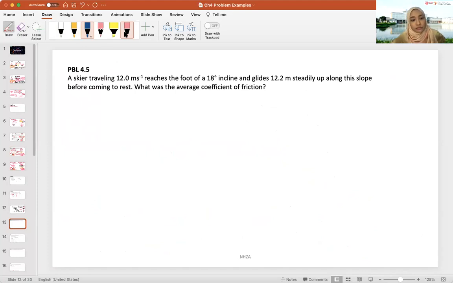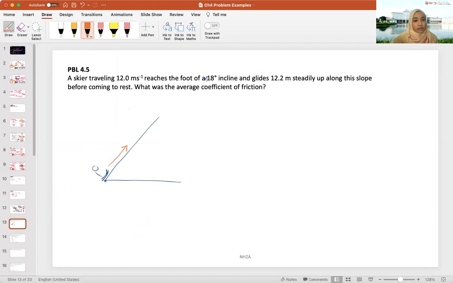Okay, so a skier traveling 12 meter per second reaches the foot of an 18 degree incline and glides 12.2 meters steadily up. So dia ada incline. Dia dekat foot. Foot ni maksudnya kat ujung ni lah. So this is the skier. I don't know how to draw a skier. Anggap ni skier lah. So this guy is moving up the incline steadily before coming to a rest.